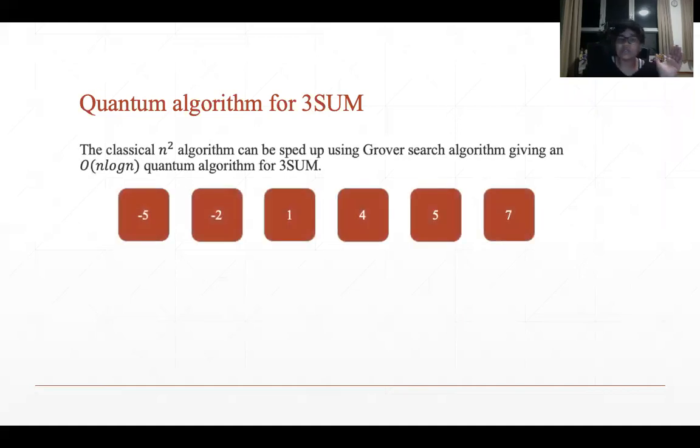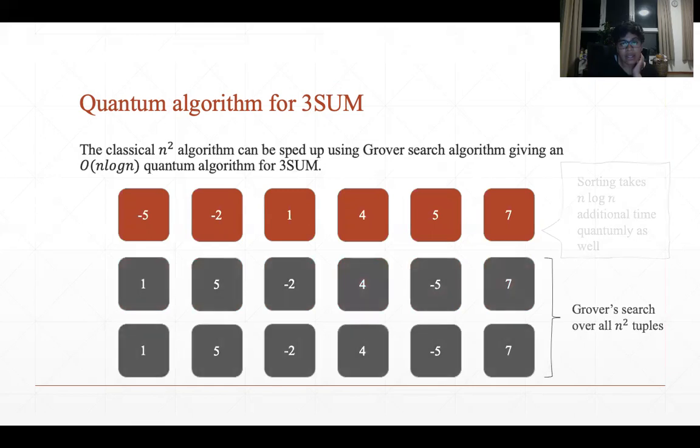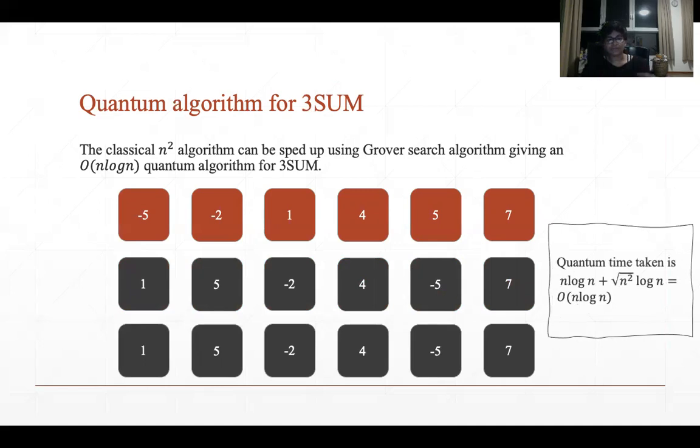Now let's look at the same classical algorithm that we discussed for threesome. We have this list, we have one copy sorted, so we have taken additional n log n time, and we have two other copies of this list. But now, instead of using the classical algorithm that goes over all these n squared pairs and checks for an element whose sum exists in this list with a negative sign, we actually Grover search over these n squared tuples. Because Grover search is quadratically faster than classical search, we are able to quantize this entire classical algorithm to run in n log n time.